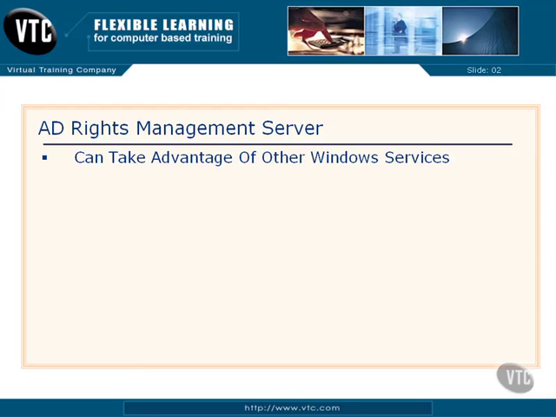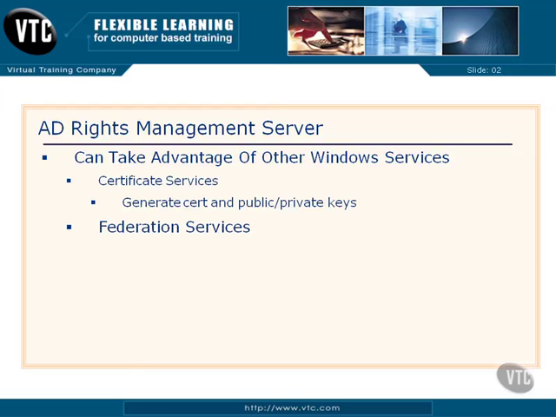Now, what's even cooler is this can take advantage of other Windows services like certificate services. So we can generate certificates with public and private keys and make sure that we transfer this stuff securely over the network and so forth. We can do all kinds of cool things with it. With Federation services, we can share this intellectual, digitally managed data between organizations. Go watch the video on Federation services.